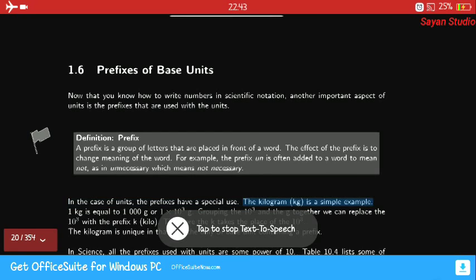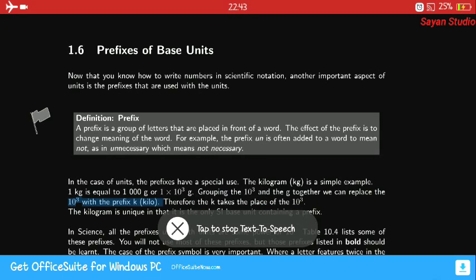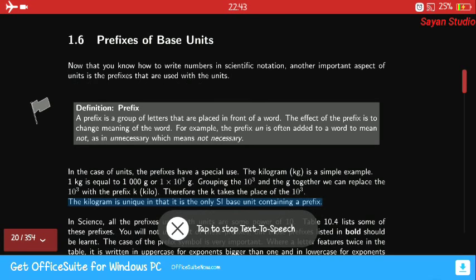The kilogram is a simple example. 1 kilogram is equal to 1000 grams or 1 × 10^3 grams. Grouping the 10^3 and the g together, we can replace the 10^3 with the prefix k, kilo. Therefore the k takes the place of the 10^3. The kilogram is unique in that it is the only SI base unit containing a prefix.